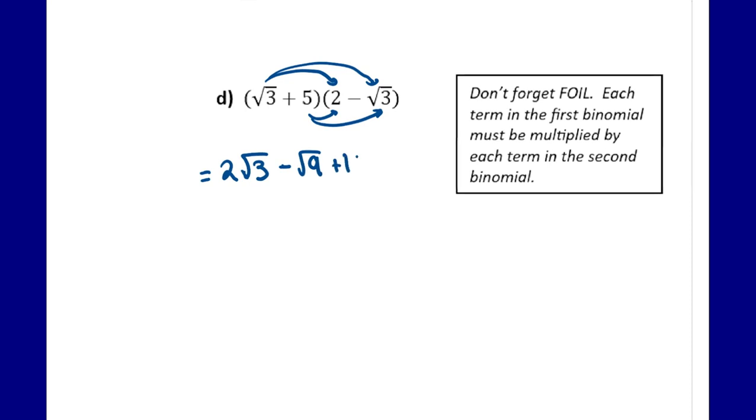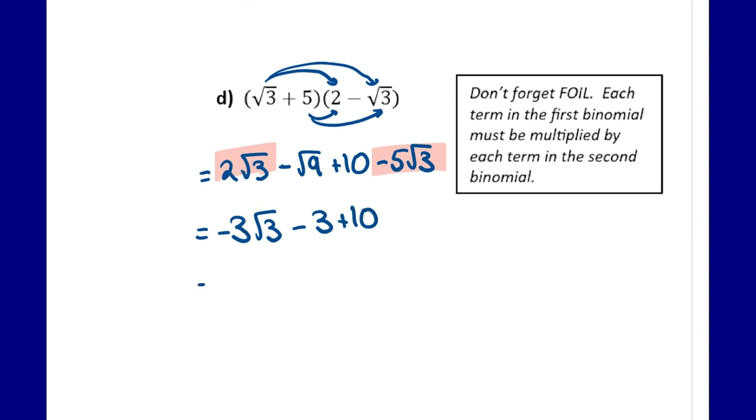5 times 2 is positive 10. And then 5 times negative root 3 is negative 5 root 3. So don't forget the negative in front. Treat it like a negative 1. I can combine some like terms, like radicals. 2 root 3 minus 5 root 3 is negative 3 root 3. Minus root 9 is minus 3, plus 10. So this becomes negative 3 root 3 plus 7.